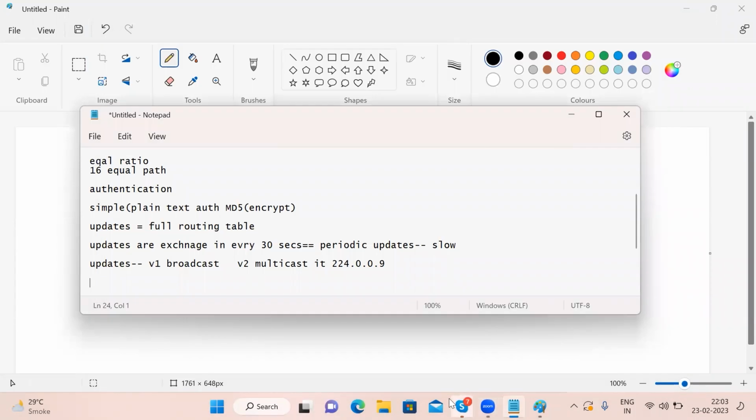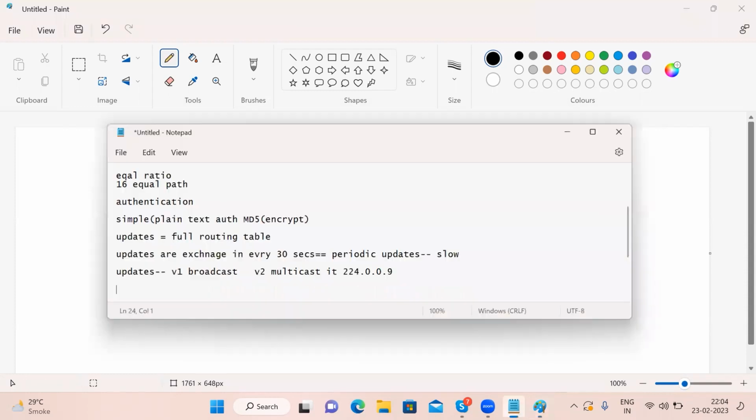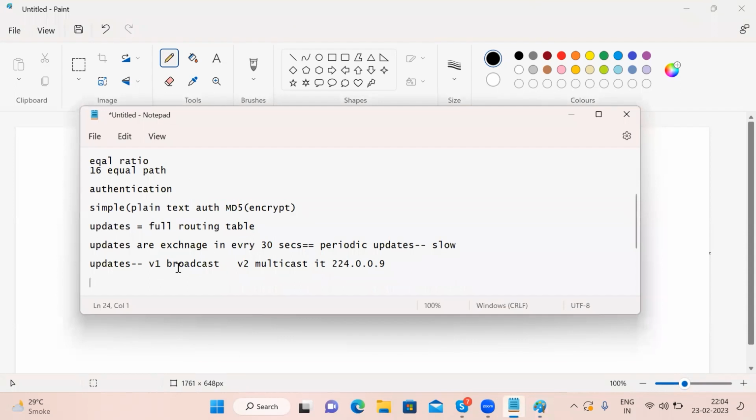Explain multicast. Yeah, I will explain the multicast. Don't worry. Where are we? We are on update packets and all. Now the point which I defined here is that updates are sent on broadcast, and the second one is that updates are sent on multicast. Now what exactly does it mean?